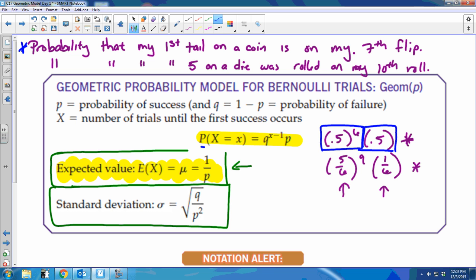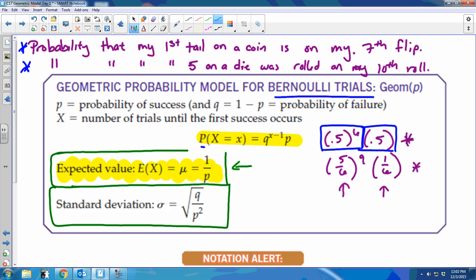Coins are technically Bernoulli trials, because you have one or the other, and then you have probabilities, but they're all the same, so you're like, okay, that's not really a big deal. That's 0.5 to the 7th power. Why are you going to separate it? Well, then what happens with dice?